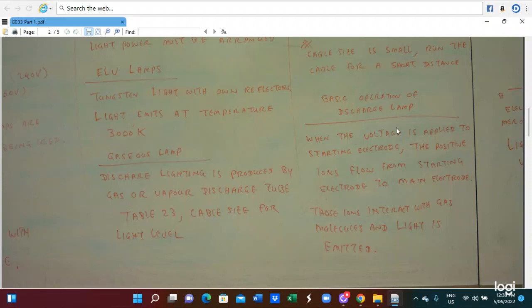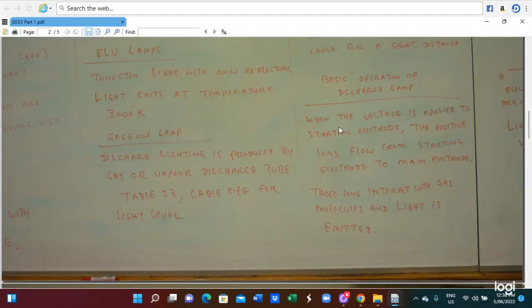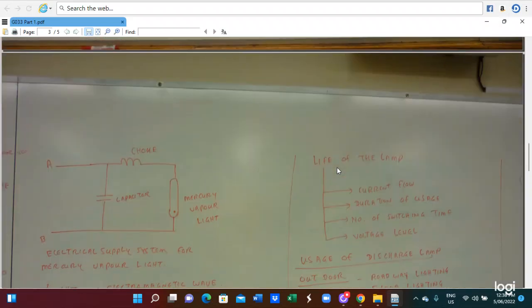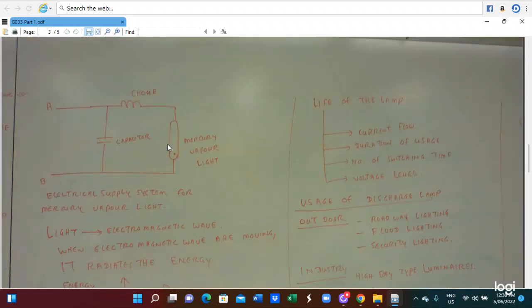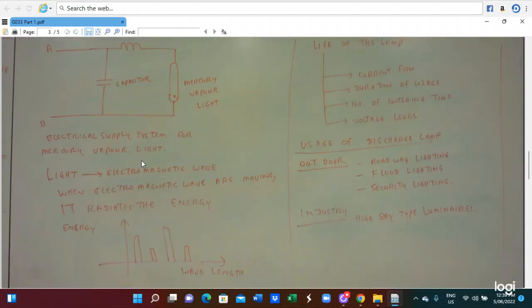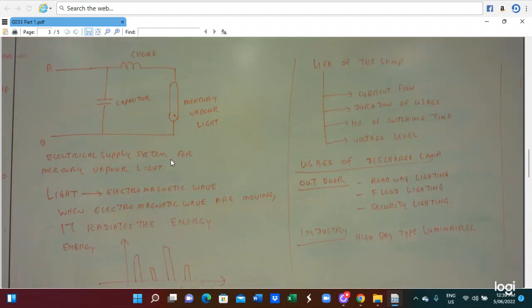Basic operation principle of the discharge lamp: when the voltage is applied to the static electrode, the positive ions flow from the static electrode to the main electrode. They interact with the gas molecules and light is emitted. This is how the light is produced. This is the lighting circuit diagram. Here, this is the choke, this is the capacitor, and this is the mercury vapor light. So the electrical supply system for the mercury vapor light is this diagram.